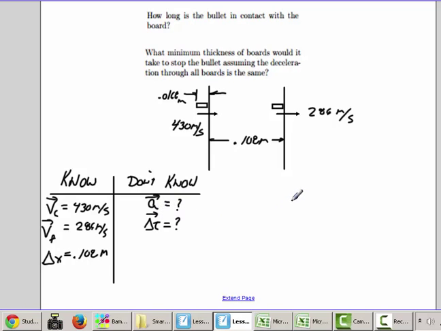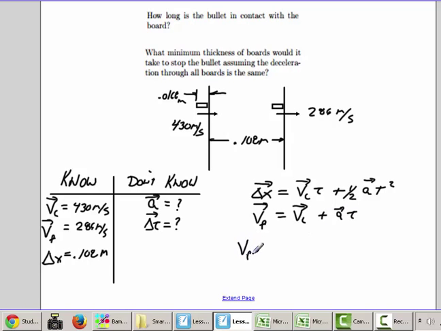All right, so we'll write down the equations that we know. Delta x, as a vector, is equal to Vi times t plus 1/2 times acceleration times t squared. We know that Vf is equal to Vi plus my acceleration times t. We also know that Vf squared is equal to Vi squared plus 2 times my acceleration times delta x. And I'll leave the vector signs off because I'm squaring these anyway.